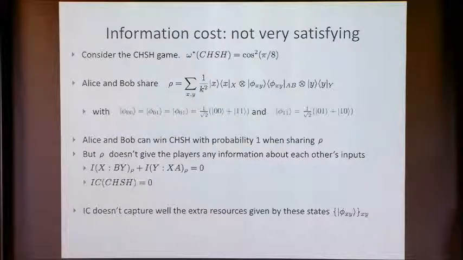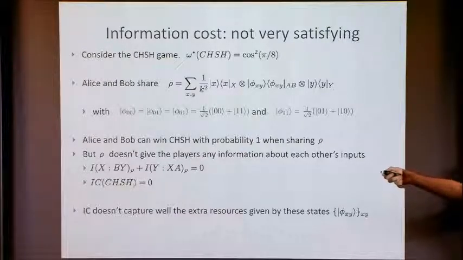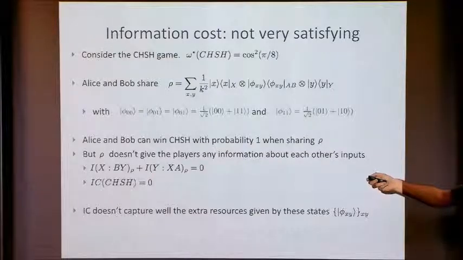First, I'll show you that this information cost doesn't do really what we want. So let's just try to toy a little bit with this quantity. Start from a CHSH game. We know that the value of the CHSH game is cos squared pi over 8. And now we'll give Alice and Bob these extra advice states. On input xy, if they have input 0,0, 0,1, or 1,0.